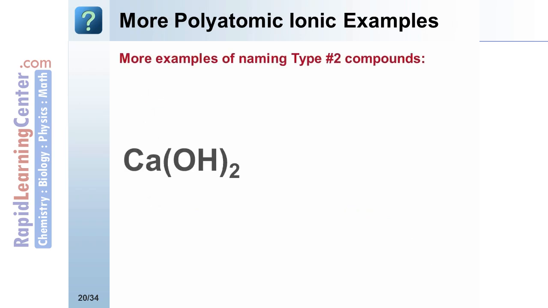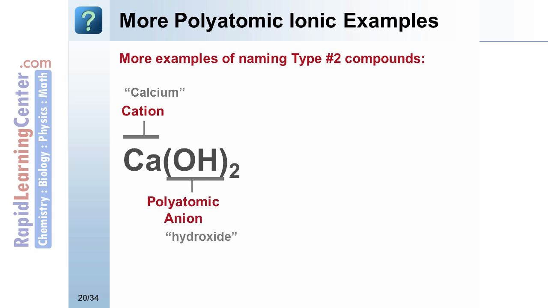Ca(OH)2. Ca stands for calcium. Whenever you see parentheses, the polyatomic ion is inside those parentheses. This polyatomic anion is hydroxide, calcium hydroxide.